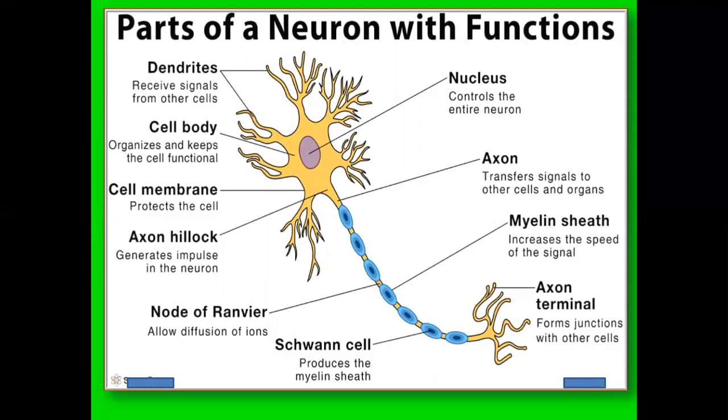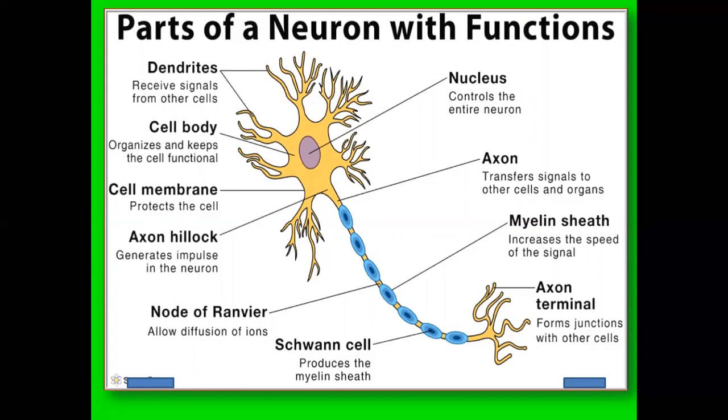Now here in this structure, you will learn about the parts of neurons with their functions in detail. It starts from the cell body. I told you before, the cell body consists of the nucleus and cytoplasm. So what is the function of the cell body? It organizes and keeps the cell functioning. And some parts extend out from the cell body. These extensions, these thin fiber-like structures, are called dendrites and axons.